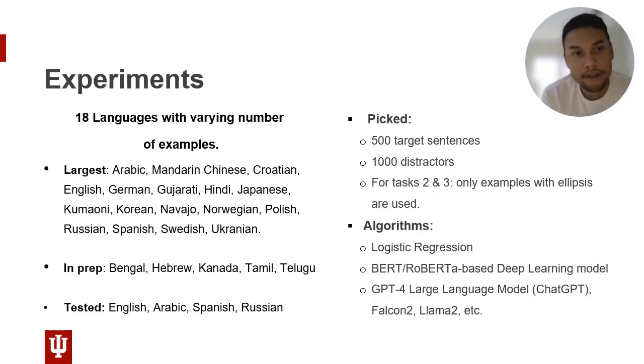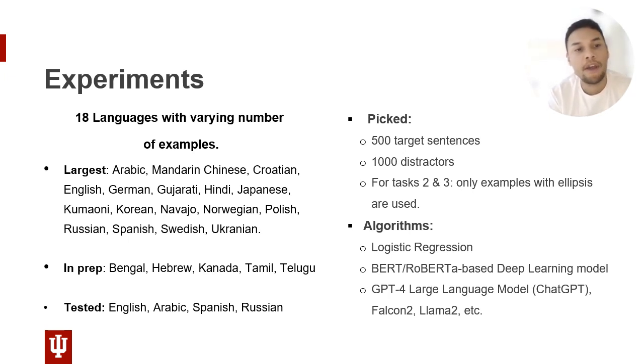So for our experiments, we collected a corpus of elliptical constructions for 18 languages with varying number of examples. So the largest are Arabic, Mandarin Chinese, Croatian, English, German, Gujarati, Hindi, Japanese, Kumaoni, Korean, Navajo, Norwegian, Polish, Russian, Spanish, Swedish, and Ukrainian. And we're preparing examples for Bengali, Hebrew, Kannada, Tamil, and Telugu. And we tested language models and parsers on English, Arabic, Spanish, and Russian.